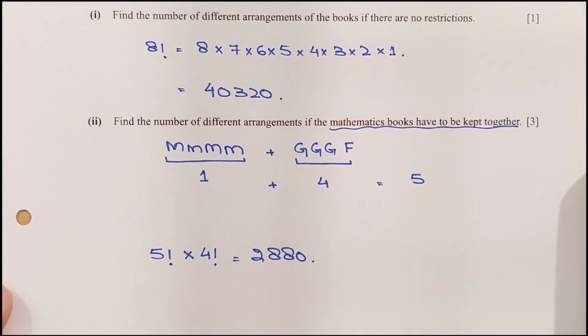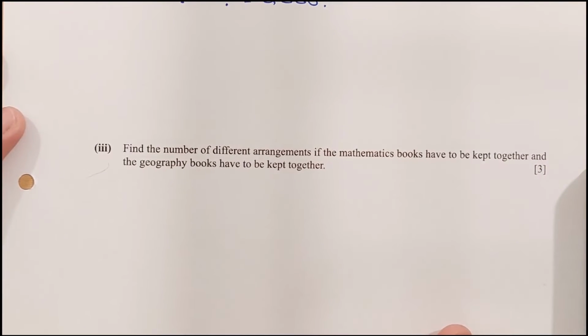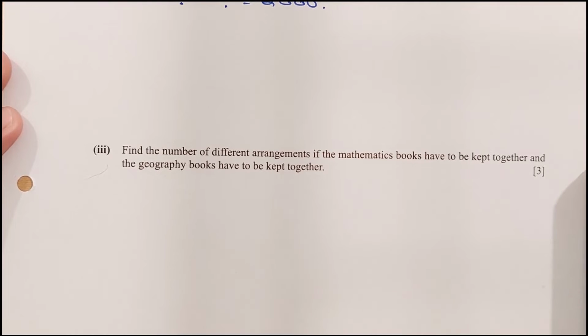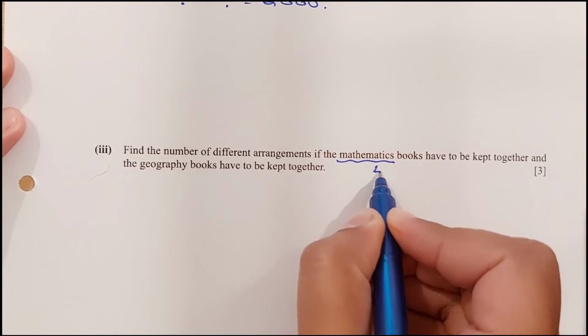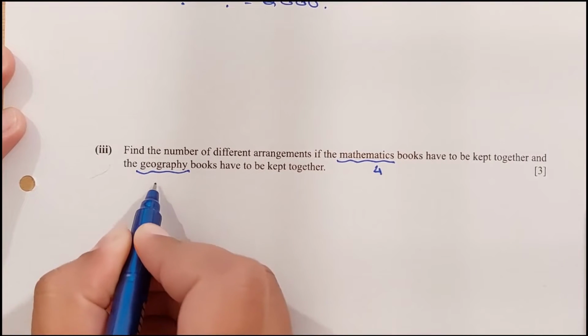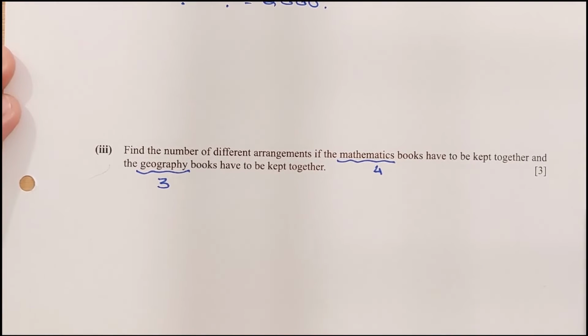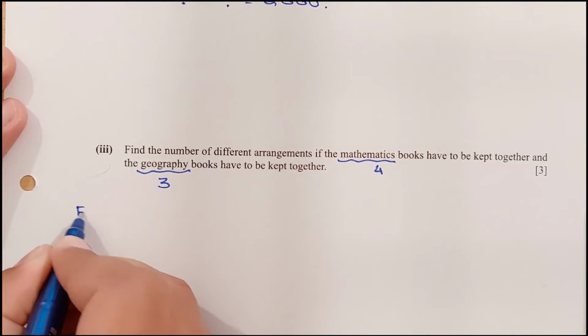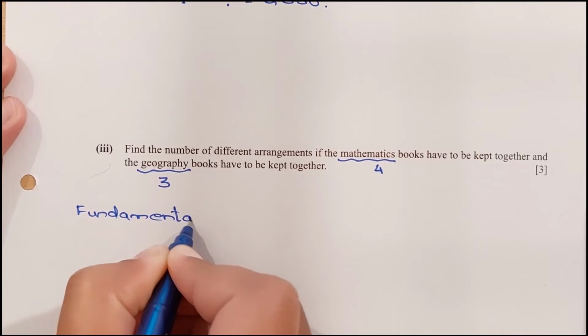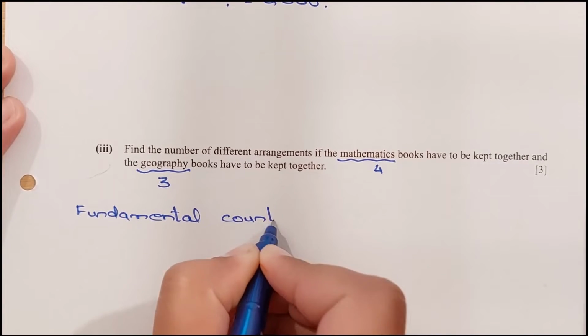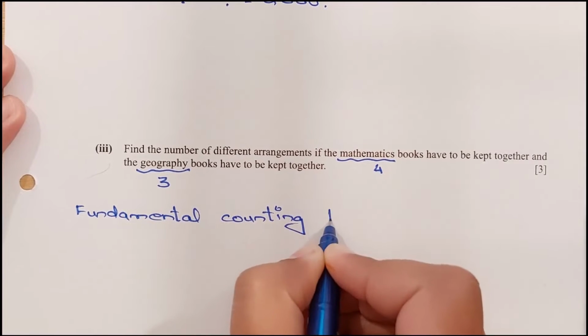2880, right? Now for part C, find the number of different arrangements if the math books are to be kept together and the geography books are to be kept together. The mathematics books are 4, the geography books are 3, and there is 1 French book. First we are going to use the fundamental counting principle.